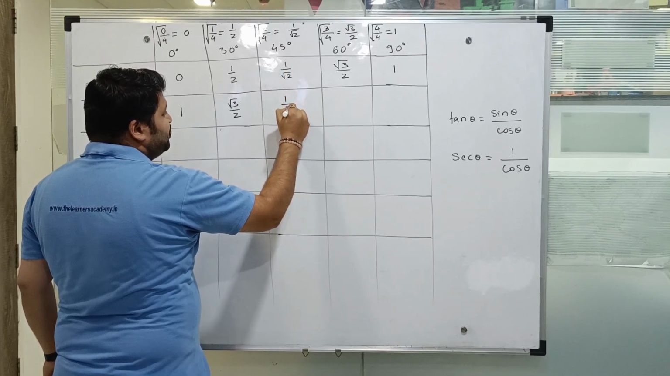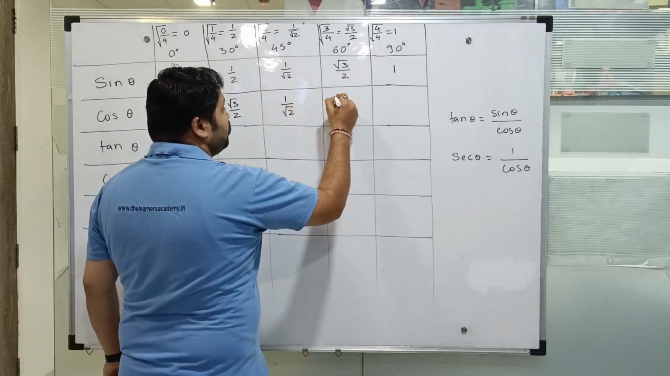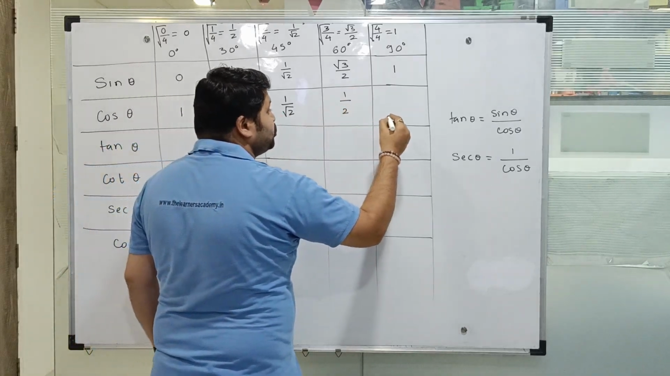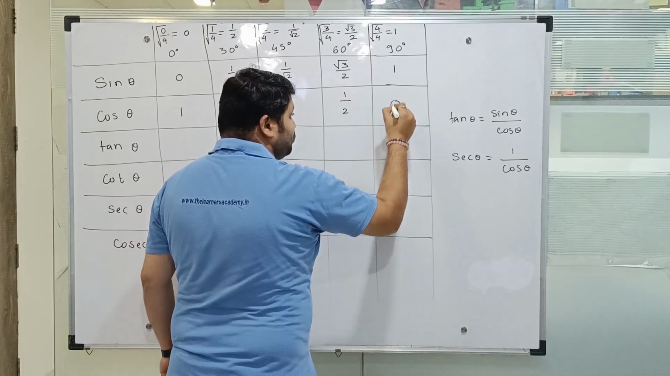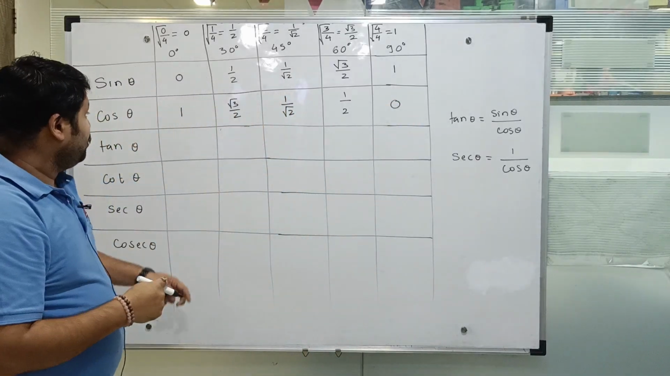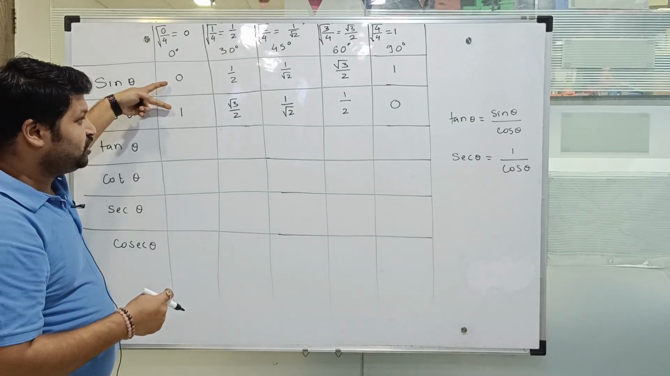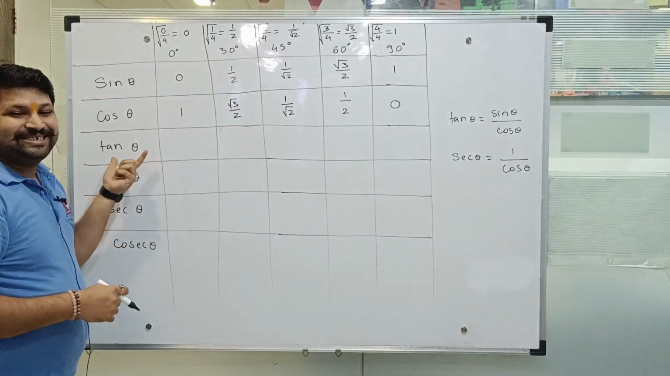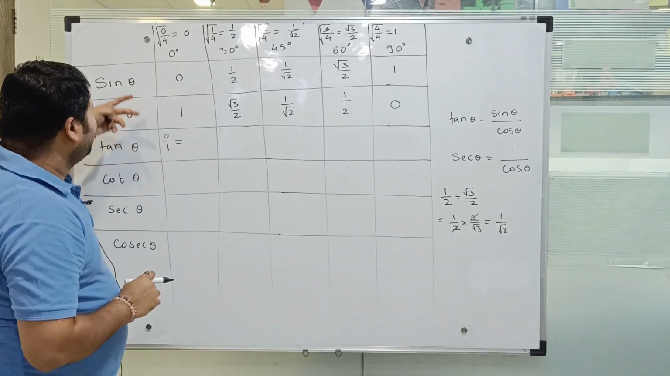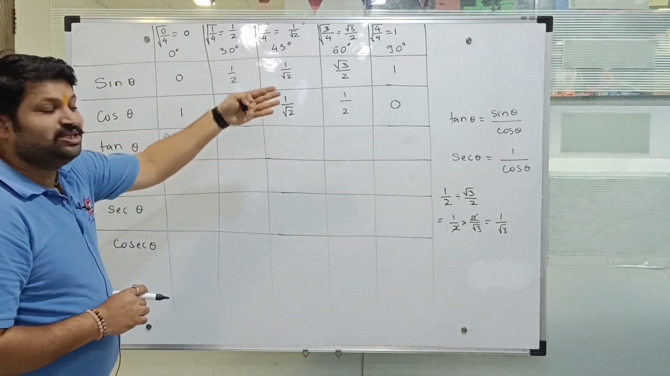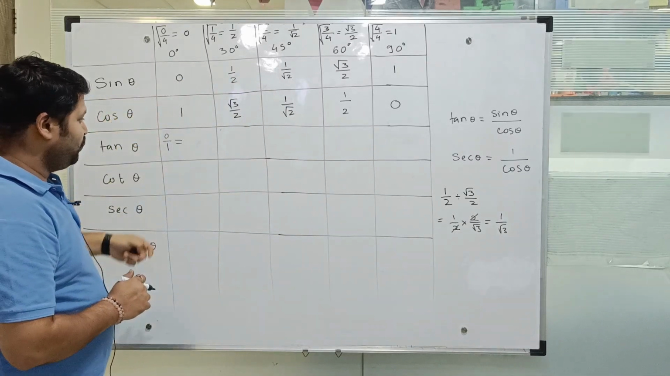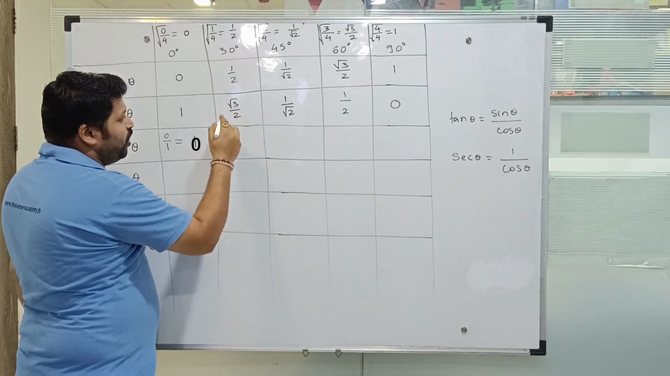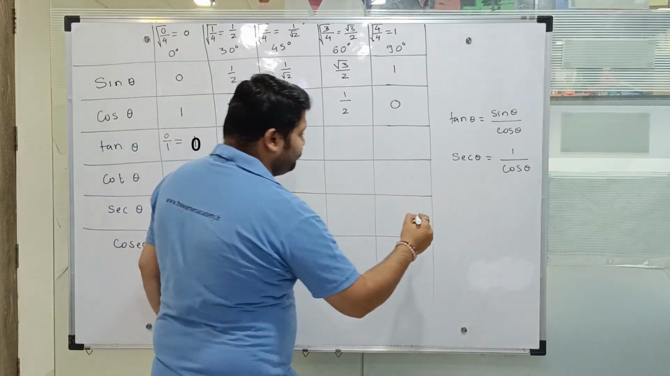Cos 45 would be equal to sine 45. Cos 60 would be equal to sine 30, and cos 90 will be equal to sine 0. Now we can use these two ratios using this formula to get our tan value. So tan 0 would be sine 0 upon cos 0, so it would be 0 upon 1, so it would be 0.